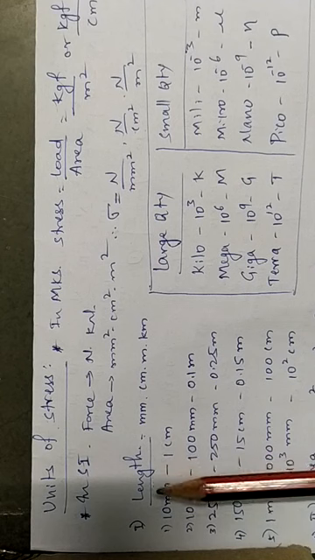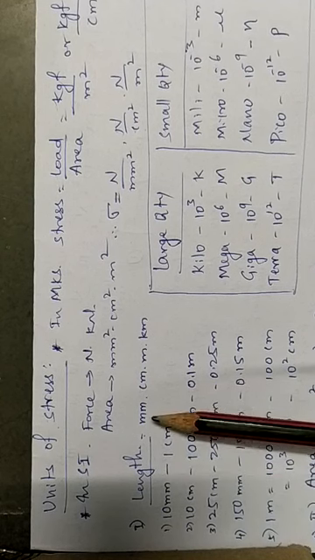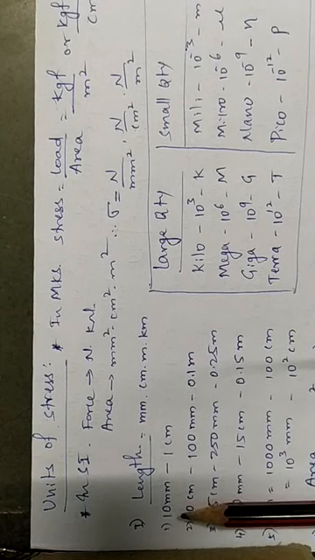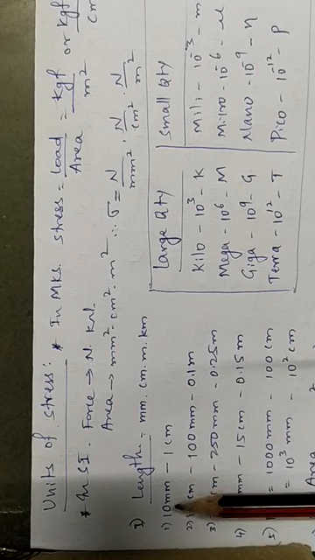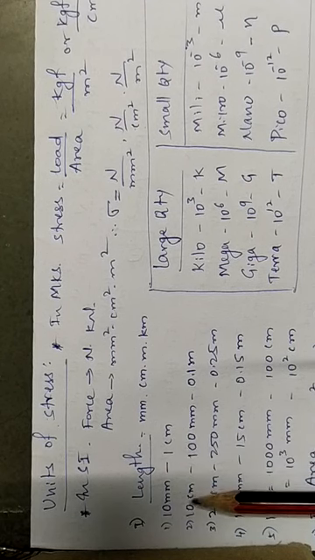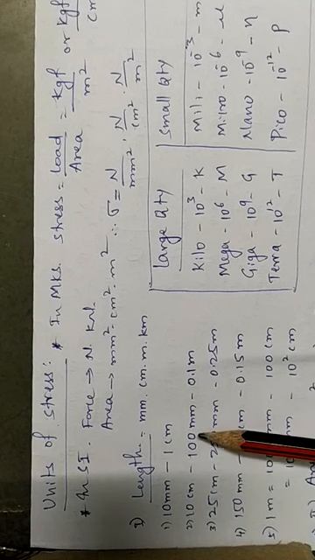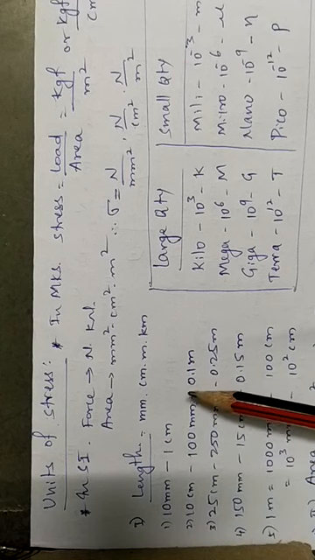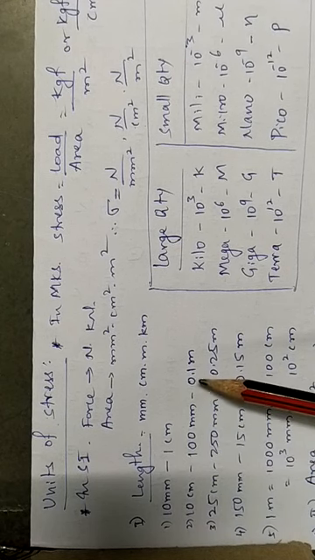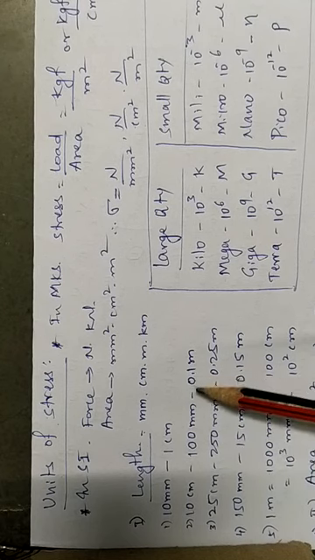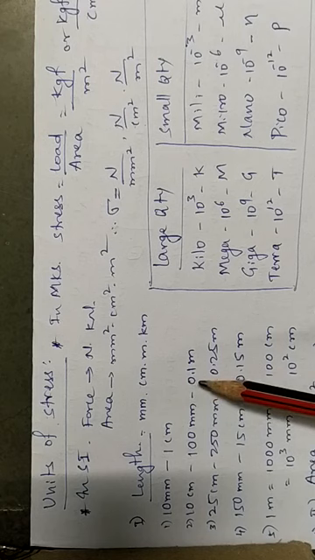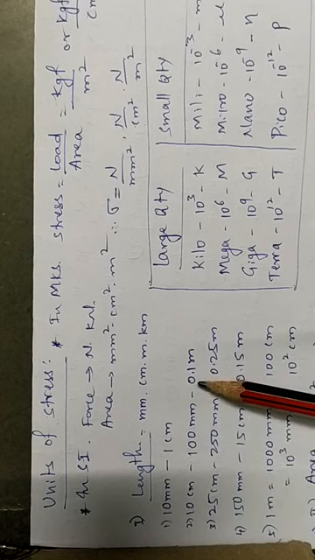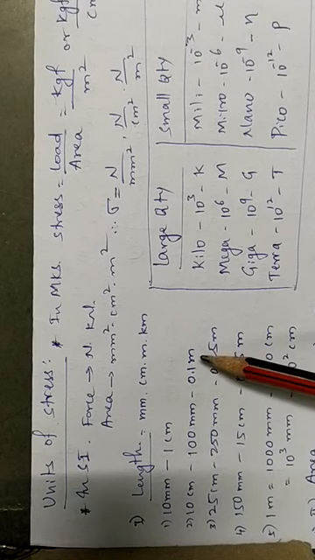Length is always measured in mm, centimeter, meter or kilometer. If you know the basics, 10 mm is 1 centimeter, and 10 centimeter is equal to 100 mm. If you measure this dimension in meters, 100 divided by 1000 is how much? Because 1 meter equals 1000 mm. Therefore it is 100 by 1000, 0.1 meter.